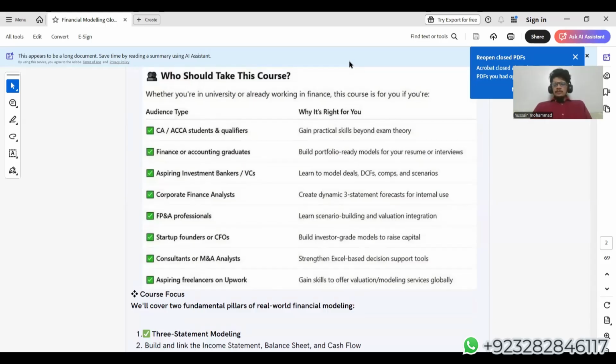FP&A is a very demanded field right now all over the world. Learn scenario building and valuation integration. Startup founders or CFOs: currently, people who are working as CFOs want to learn financial modeling, or they want to raise funds for their own startup, or they want to talk with the investors. They need to learn investor-grade modeling to raise capital. Consultants or M&A analysts strengthen Excel-based decision support tools.